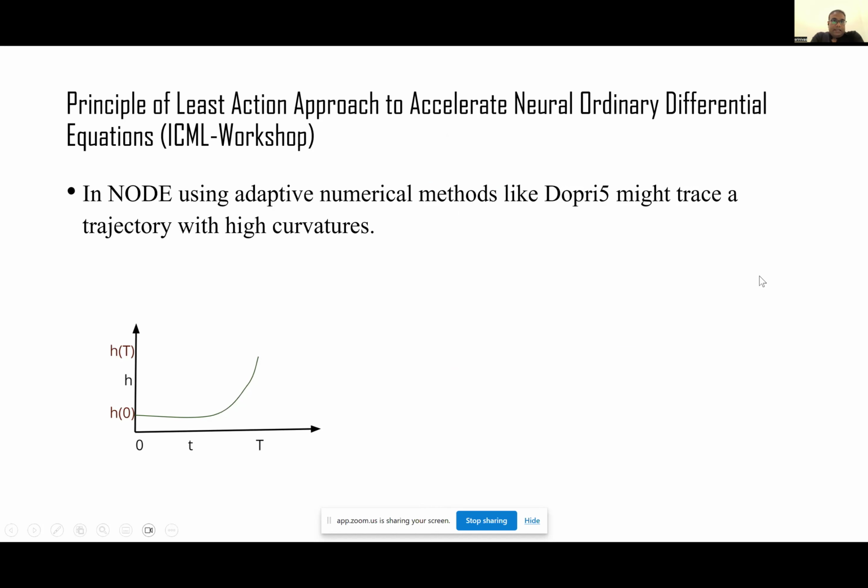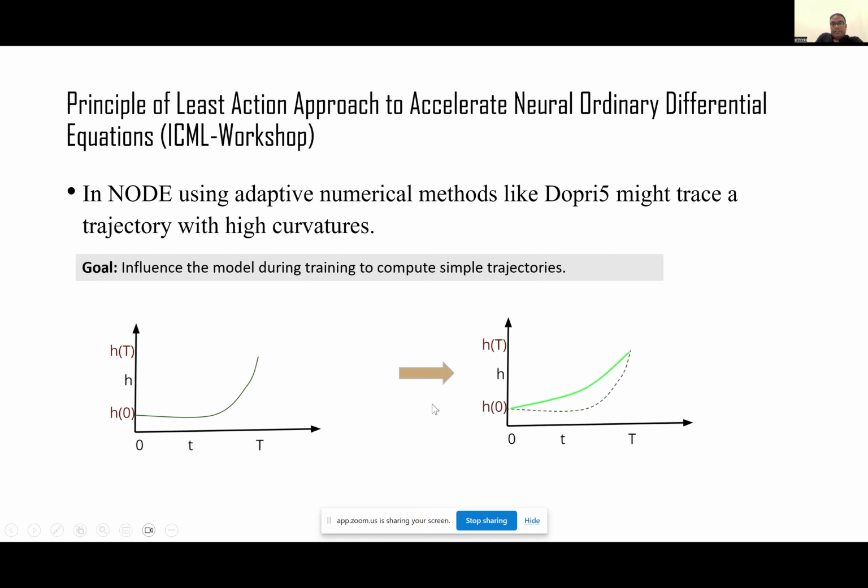So the idea is that we have seen that neural ordinary differential equation considers Dopri, which is a continuous transforming numerical method. During training, the path chosen by the solver might be a high curvature path. As we saw earlier, when there is high curvature, it requires more steps, right? So can we reduce the number of steps, by influencing the model to take a simple trajectory instead of complex trajectories?